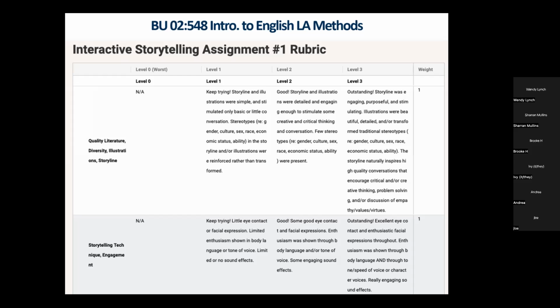So you can see here that I've rated it by quality literature. Did they use diversity, the storyline? How was their storytelling technique? And then it was just weighted by points. And you can see right there what the rubric looked like.